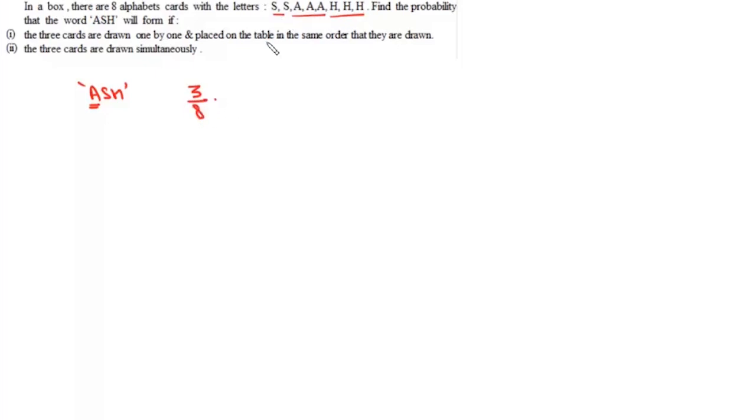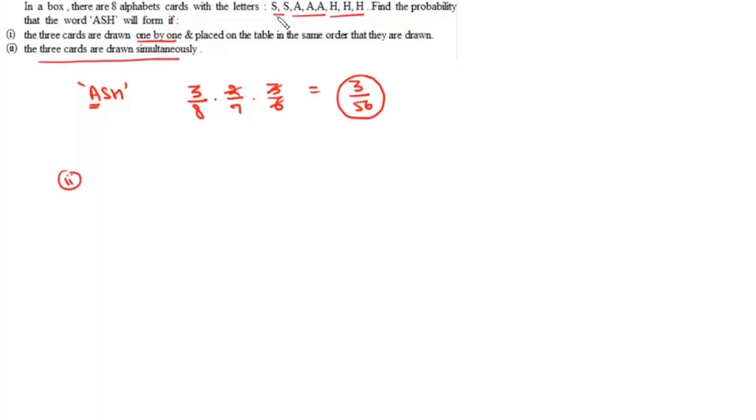Now for the next letter to be S, it should be 2 by 7, and finally it should be H, which again is 3 by 6. Now it'll cancel, so this probability will be 3 by 56. So if the cards are drawn one by one and placed in the same order, then this required probability will be 3 by 56.